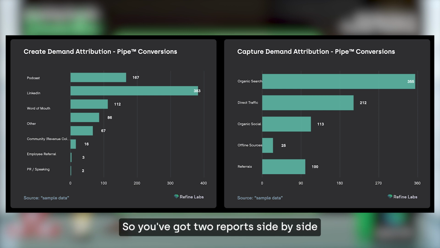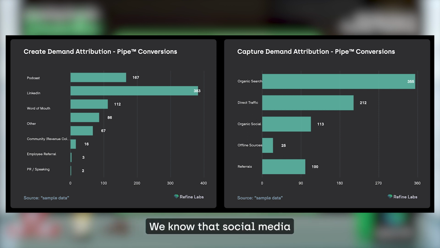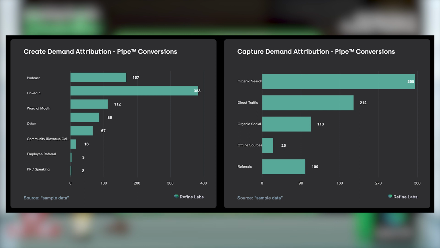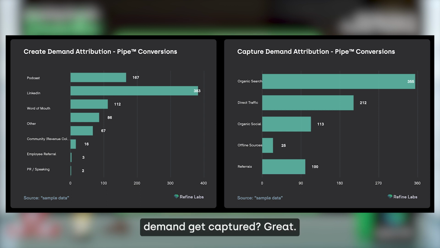So you've got two reports side by side, and you're able to see, okay, how many demo requests were tagged and self-reported with this? Great. We know that social media, and specifically Facebook, is X% of that. And you can measure that monthly, quarterly, whatever time period you want. You look at the second graph and you say, great, how did the demand actually get captured? Great. They came in through direct traffic. They came in through a referral site, branded paid search. So they're two data points to use together, not against each other.